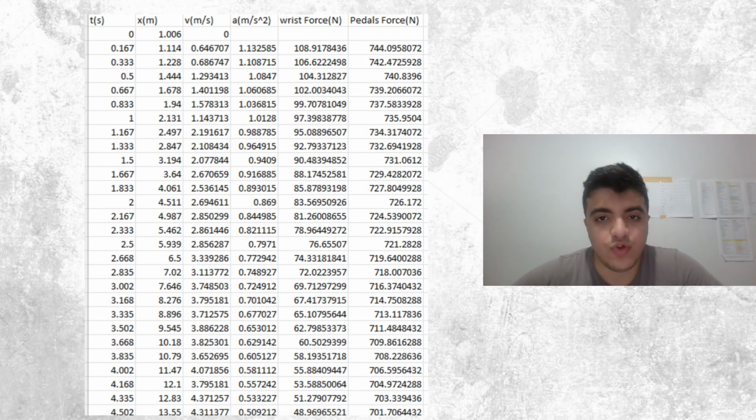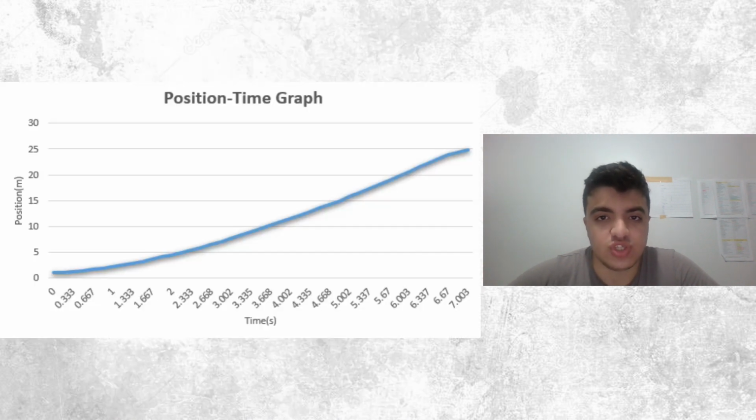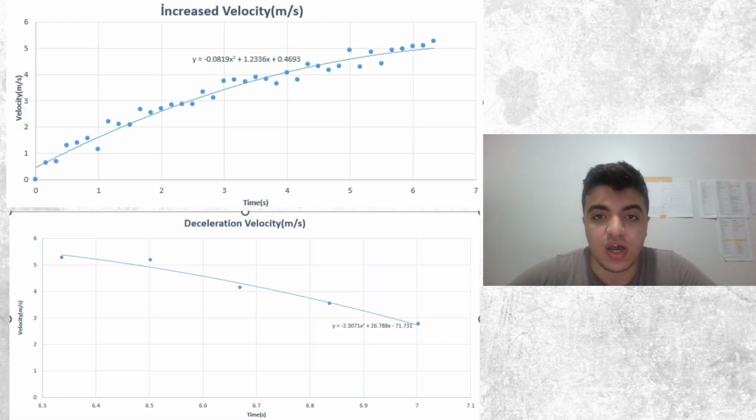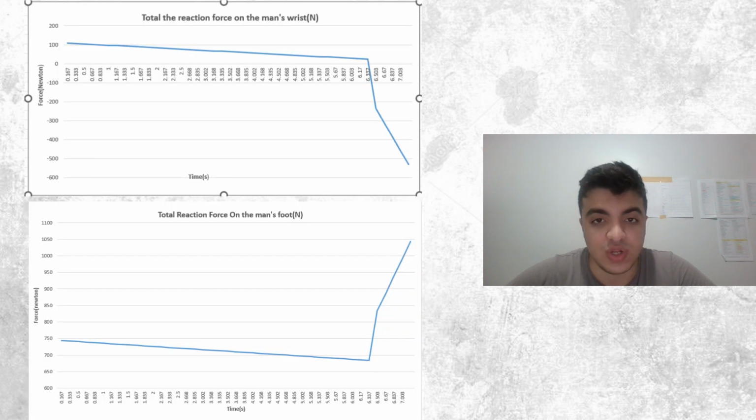Hi, I am Uğurlu. First, I created a position time graph using the values obtained from the application. Then I used this graph to derive the velocity time graph. Since it was difficult to find the acceleration in this velocity time graph, I divided the graph into two parts, one for acceleration and one for deceleration. By taking the derivatives of these graphs with respect to time, I found the acceleration values. Using the acceleration values I created graphs that show the total force on the wheels and pedals.